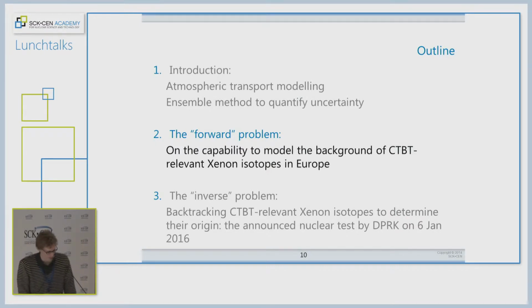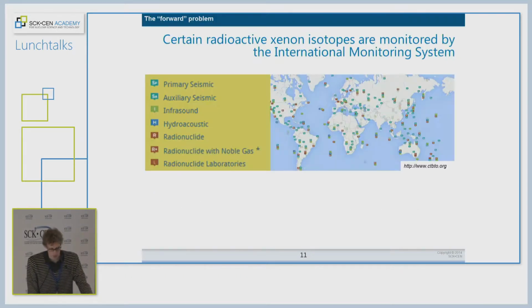So now we will look at two cases. And we'll start with the forward problem, where we have a known source, and we try to model the concentration. For this study, we look at the capability to model the background of CTBT-relevant xenon isotopes in Europe. So remember, the CTBT is the Comprehensive Nuclear Test Ban Treaty. And the treaty is verified by the International Monitoring System, or at least will be verified because it has not yet entered into force.